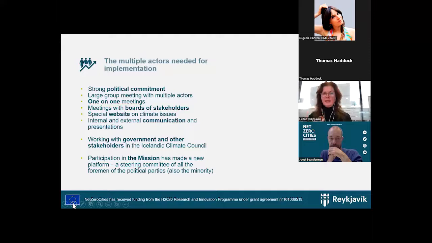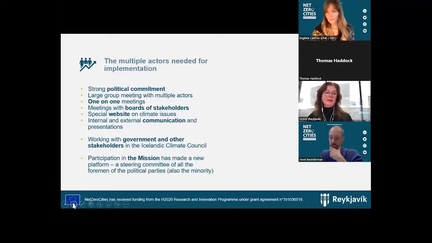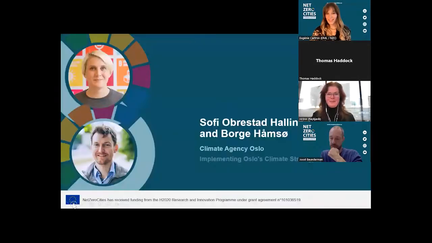But this is a renewal of the political commitment, and we are lucky to have a steering committee with the mayor and all the foremen of the political parties. Also the minority, that is a challenging and a different kind of views, but I think it's very important to have them all on board, because again, this is a people process. Thank you. I'm happy to answer questions afterwards as well, of course.